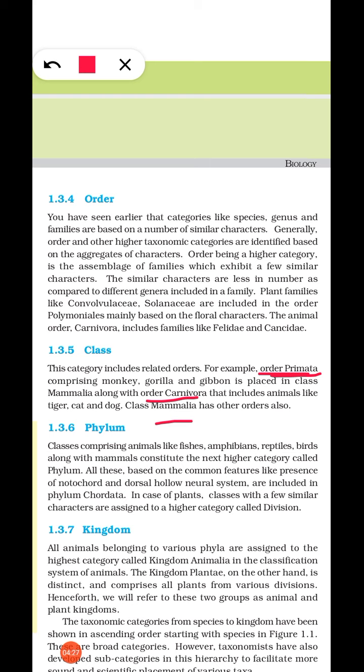certain common features, isn't it? Mammalia's main character is that they are mammals, they give birth to young ones, understood? So a few characters will be common in them, and on the basis of those similarities, the different orders are classified or grouped together under a common class, understood now? So this is the next category of the classification system, that is class. Now let's study the other one, that is phylum.